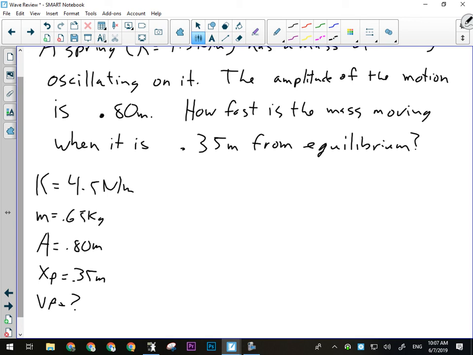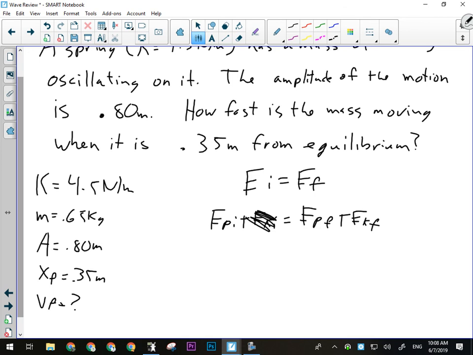So this is a question about an oscillating object that is asking me to compare two positions, so it is definitely a law of conservation of energy problem. So Ei equals Ef, and my initial position is the maximum amplitude. So I could just say EPi plus EKi equals EPf plus EKf, but one of these is zero. It's this one, because initially I'm at the maximum amplitude where the object's not moving, right?